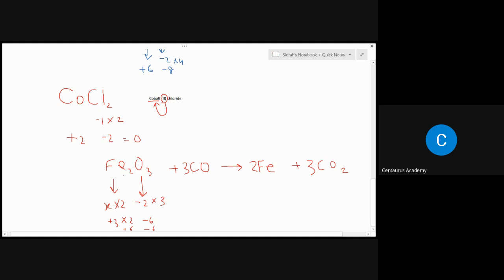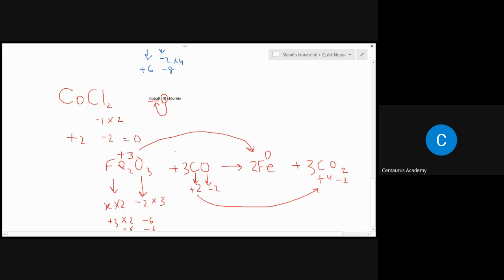So iron here has changed its oxidation state from +3 to 0. And here oxygen is again -2 and carbon is +2. So this carbon is basically +2. It has greater tendency to get oxidized. As a result of which the oxidation state of carbon changes from +2 to +4, and oxygen's oxidation state still remains the same.